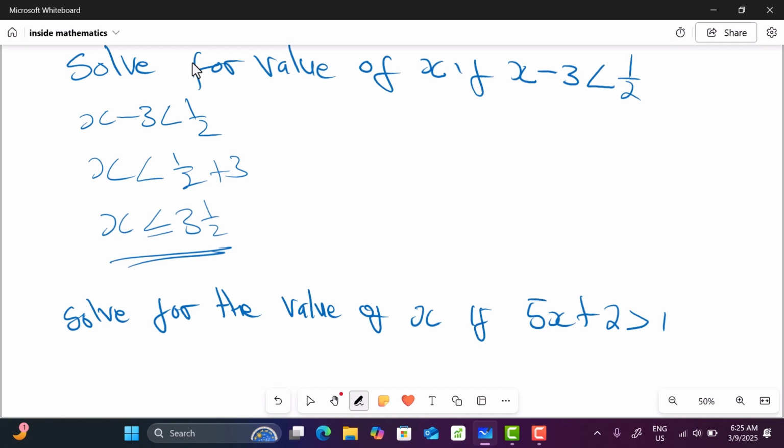If you want to put this on a number line, it will be -1, then 1, 2, 3 here. So we're saying x is less than or equal to 3 and a half. Assuming half is here, this is where half is. When it is less than or equal to, you shade, then you go to the opposite side, to the negative side, if you are representing it with only a number line. This is how you solve.